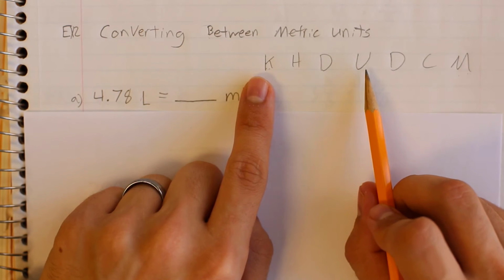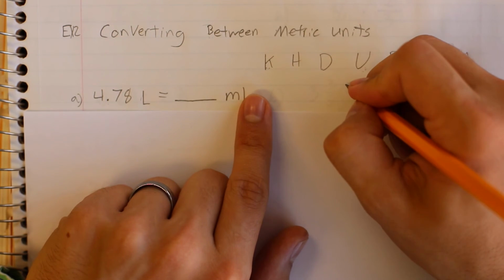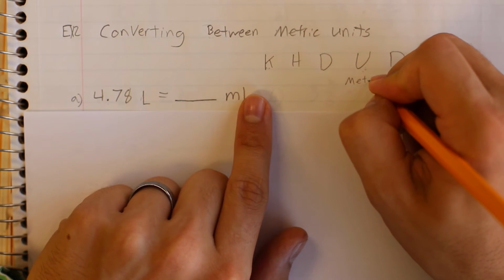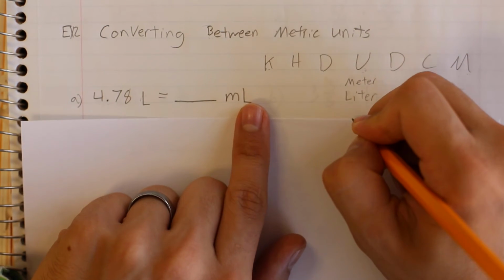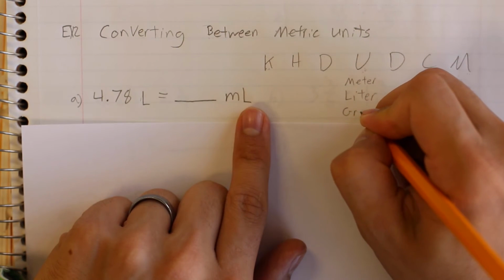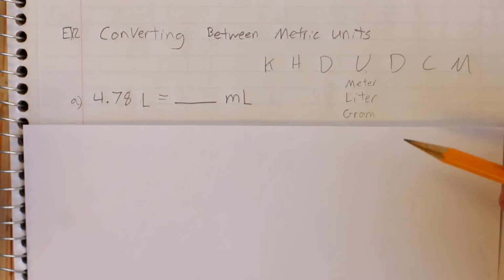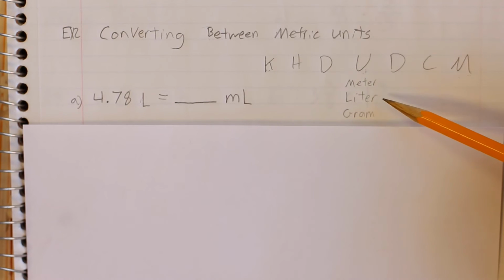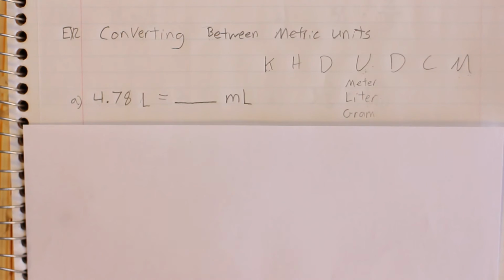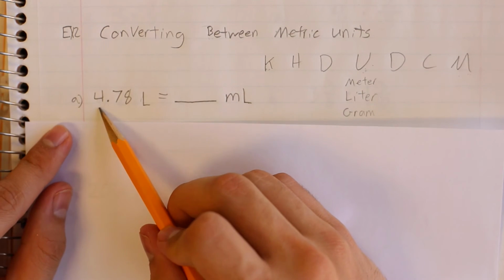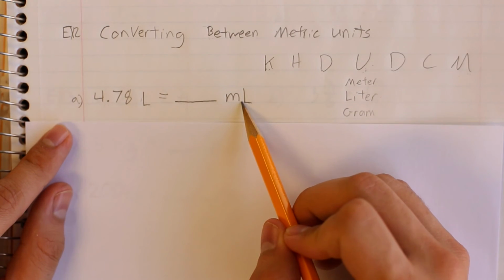And the U in the center stands for units, okay? So under units, you could go ahead and put meter, liter, and gram. So that's what the U stands for. It's going to be one of those. In this case, the U is going to be liters because that's what we're using. So if I have 4.78 liters, how many milliliters do I have?